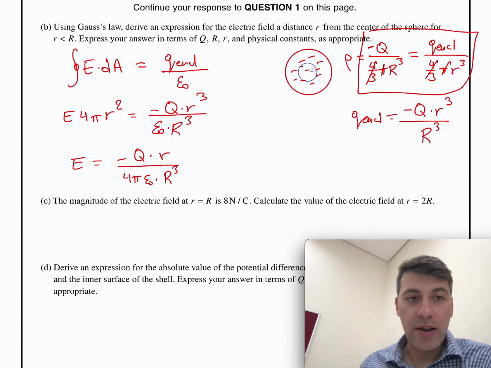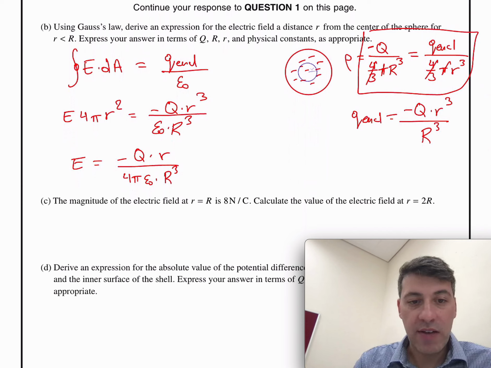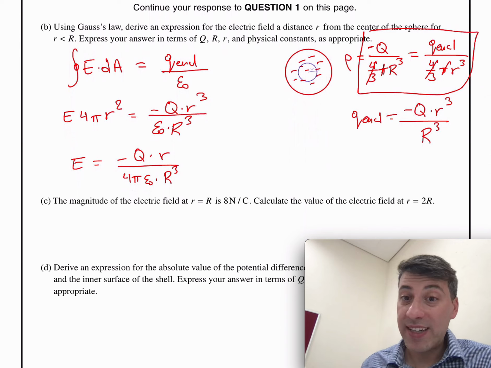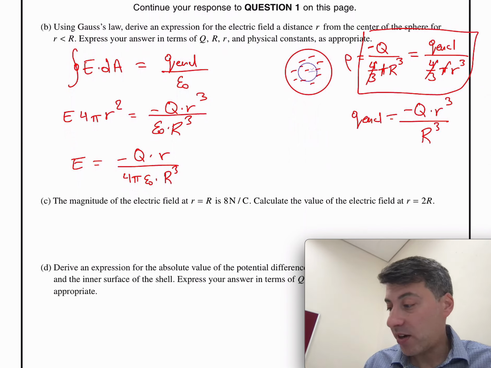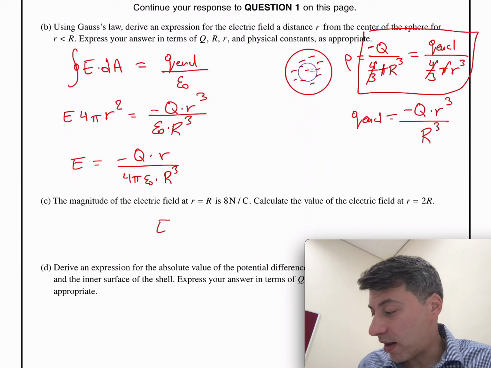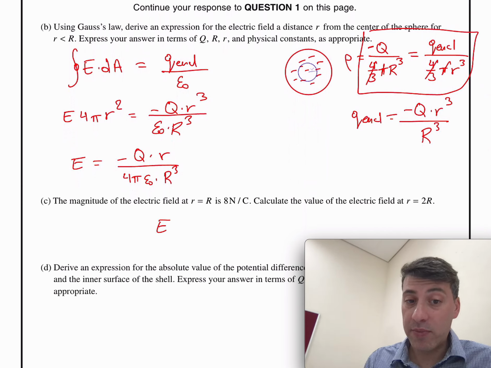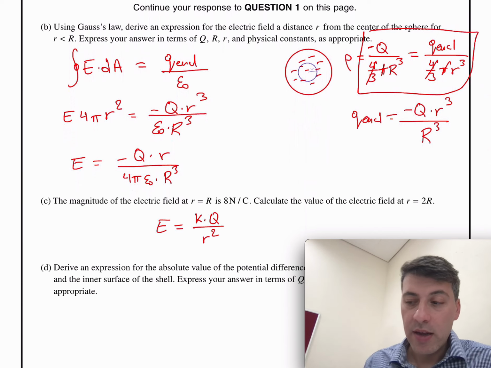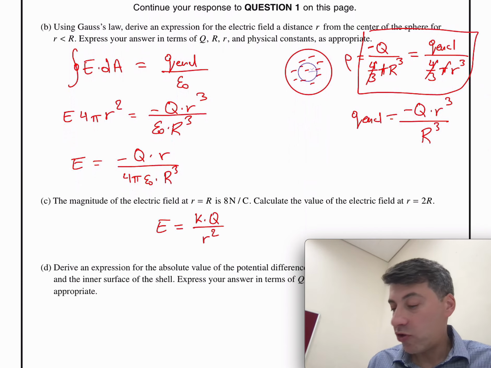And we can proceed to part C, where we have the electric field at the surface of the sphere being equal to 8 Newton per Coulomb, and we need to find the electric field at a distance 2r. Now, this means that we need to find an expression for the electric field away from the sphere. If you want, you can say that the electric field away from the small sphere is the usual expression for the electric field, which is kq over r squared. If you have the time, maybe you should prove it.